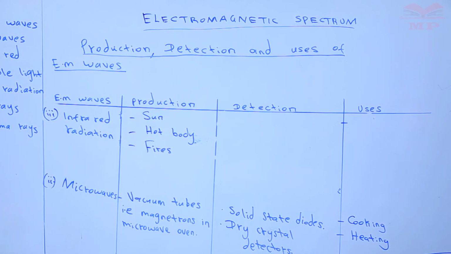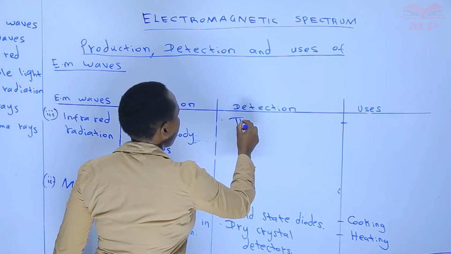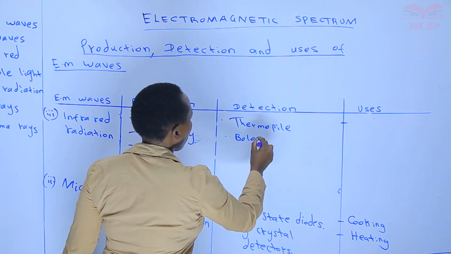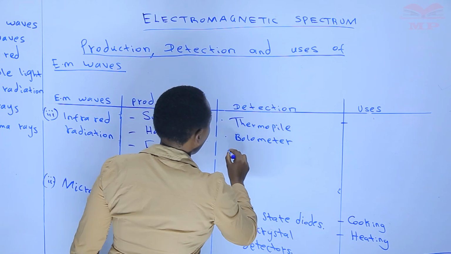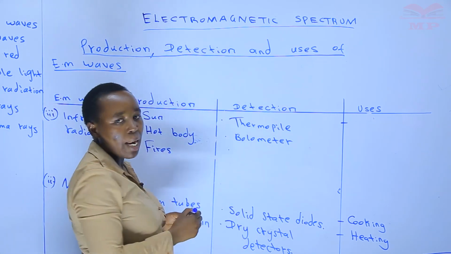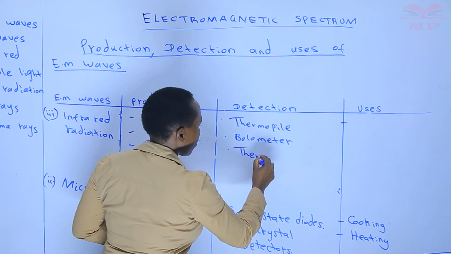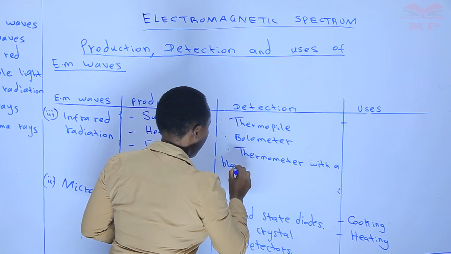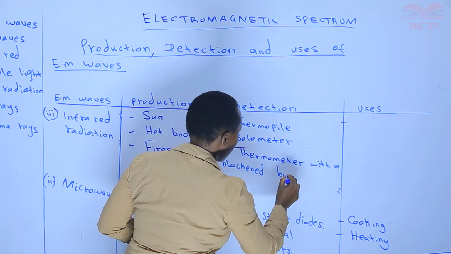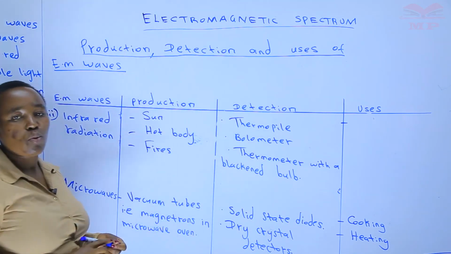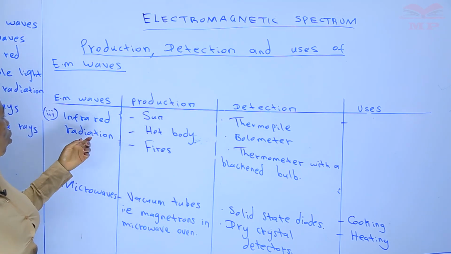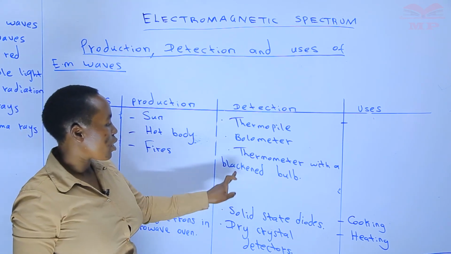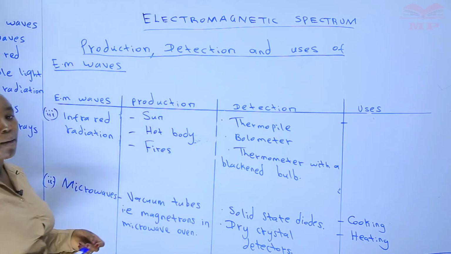Then how is it detected? One, we can use what we call the thermopile. We can also use what we call the bolometer. We can also use a thermometer with a blackened bulb. Remember, we know that thermometer is used to measure the temperature. Here we are talking of the infrared radiation. It has some energy in it. So we use one which is a bit sensitive, that is a thermometer with a blackened bulb.